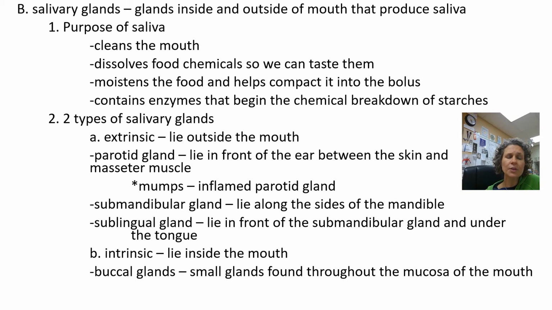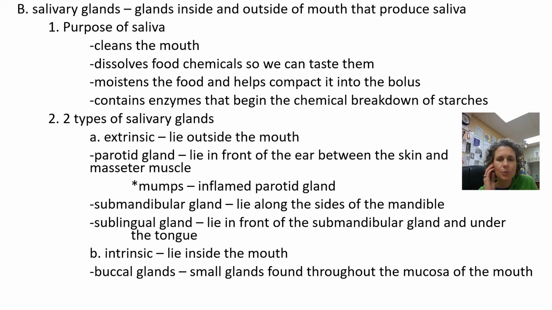So there are two types of salivary glands, extrinsic and intrinsic. Extrinsic is outside of the mouth. And I'll show you a picture of this on the next page, I believe. But there are three extrinsic glands. You have the parotid gland. This lies right back here. It is in front of your ear, but it's between the skin and the masseter muscle.